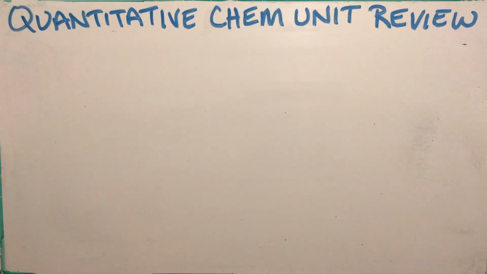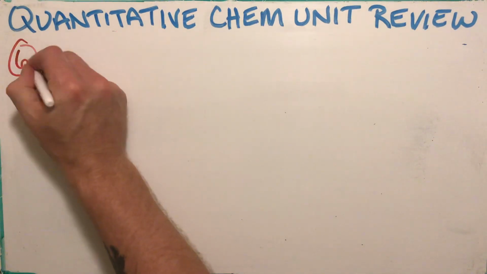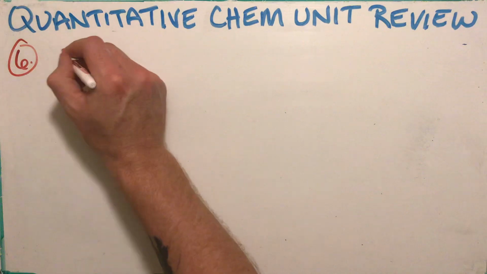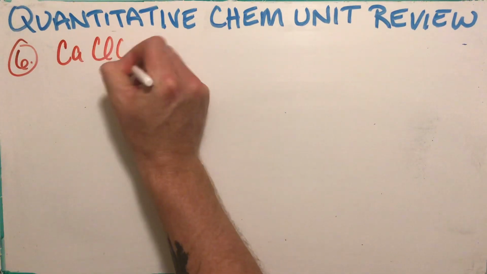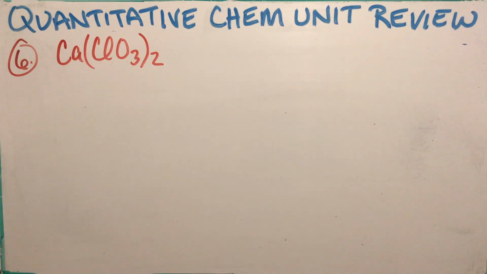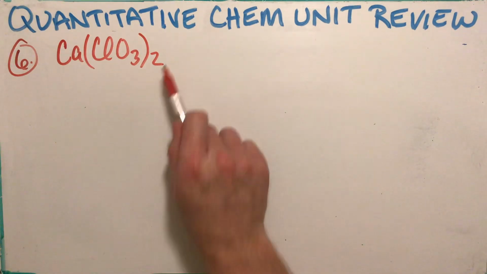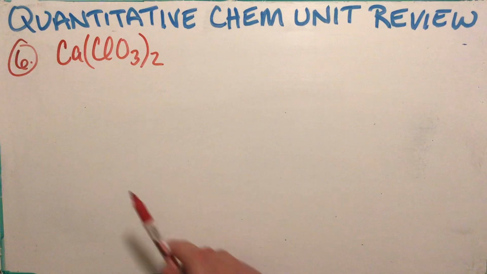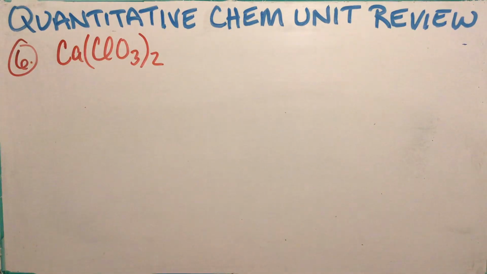Number 6. I only put a couple of percent composition ones on this review. I figured if you did it twice, you probably would know how to do it. It's probably one of the easier calculations. I will do the second one. All right? So CaClO3, 2, calcium chlorate. I'm not sure if I gave you the formula or not. You still got to know your names and formulas. That's the number 1 skill, the most important thing. So if I just gave you the words calcium chlorate, you have to know that this is the formula.